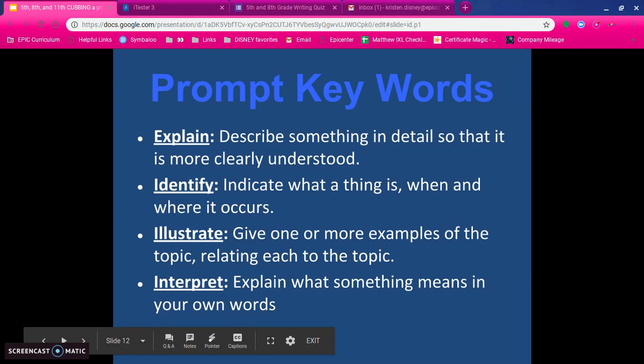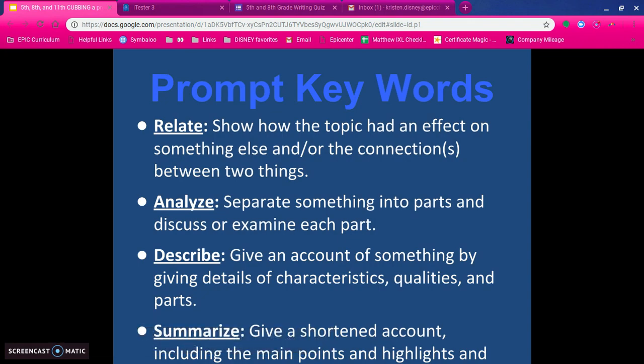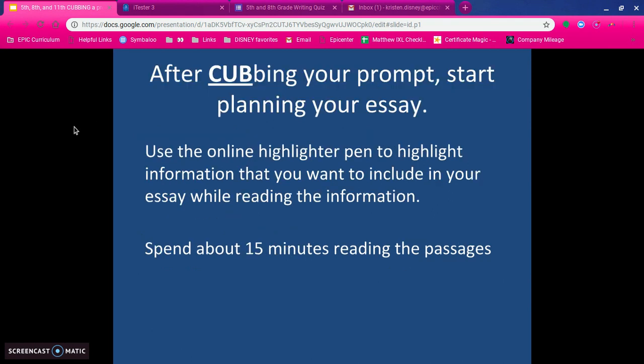Next, I wanted to give you some more words that you're going to look for when you're looking for those bossy words. Some of the words you might be looking for are explain, identify, illustrate, interpret, relate, analyze, describe, and summarize. Compare, contrast, evaluate, agree, and disagree. Go back and hit pause on any of those slides that you want to copy notes down. Those are very important to understand before you get into the test.